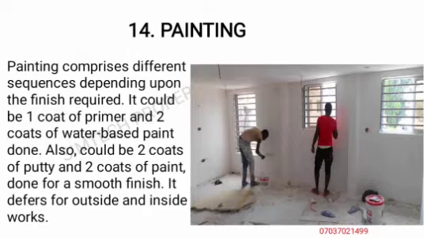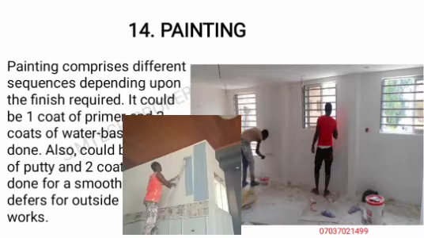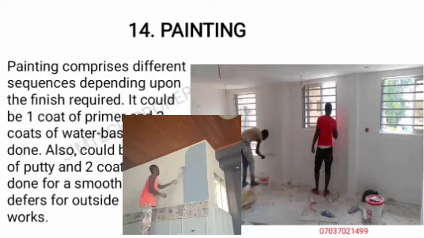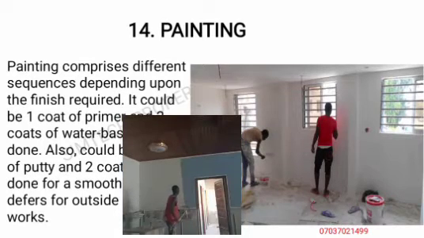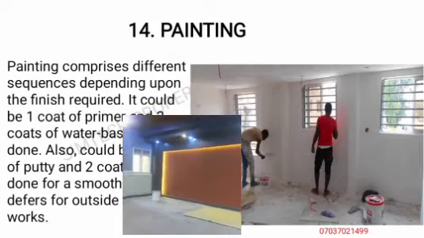Okay, number 14 is painting. This is when after you've put the tile, the next one is to paint the house so that it will look more beautiful, more attractive, more magnificent. Now, there are different types of paint you can use to paint your house, depending on your pocket and the one you want to use.